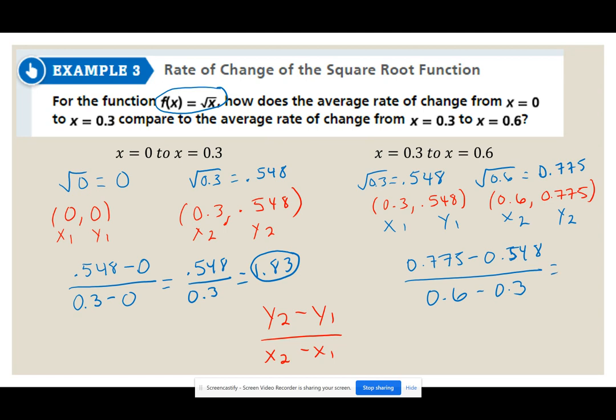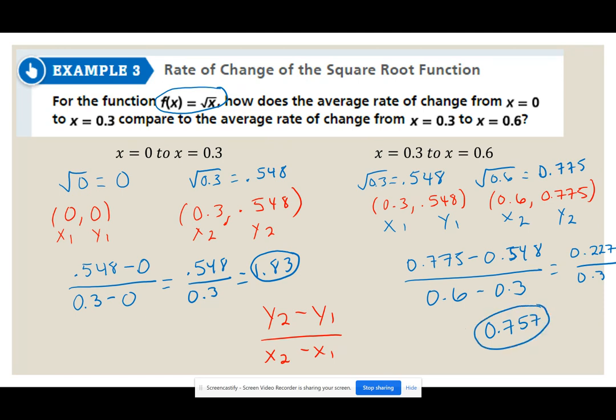Okay, when we do that subtraction, we end up with the top is 0.227. And our denominator is 3/10. So overall, when you divide that out, you should get 0.757.